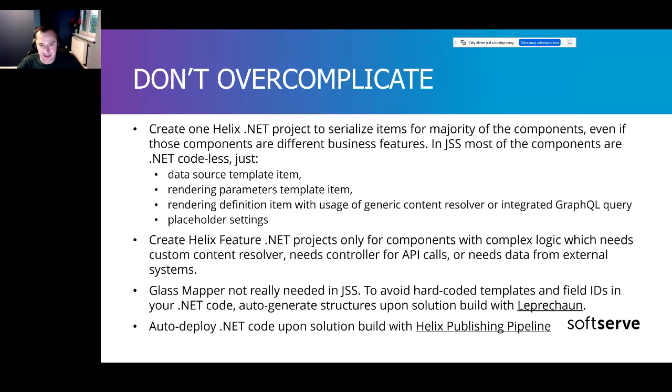And it's really simple with JSS to use the Helix publishing pipelines. This is some community-based project which allows you to very quickly build and deploy your Sitecore .NET solution. So in our case, to deploy the code, we just need to build the solution in Visual Studio, and that's all.